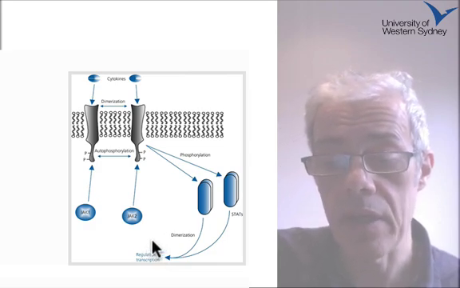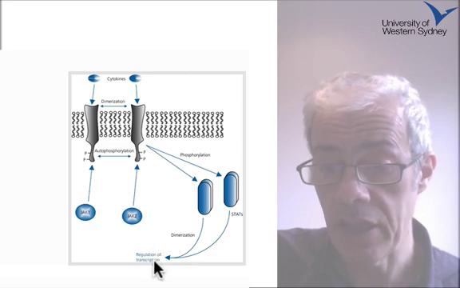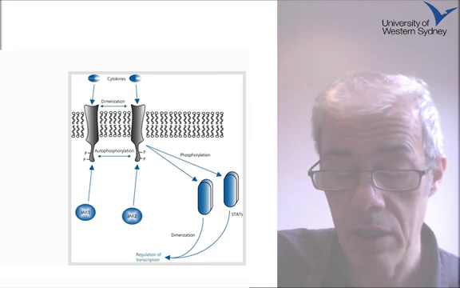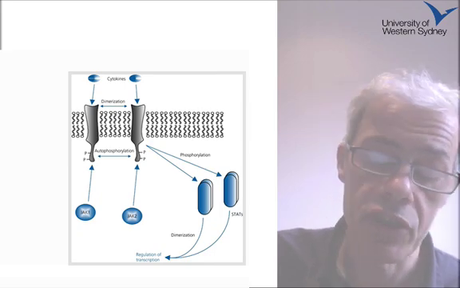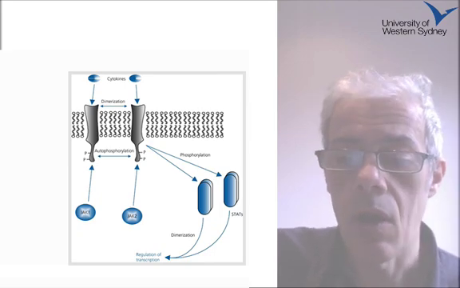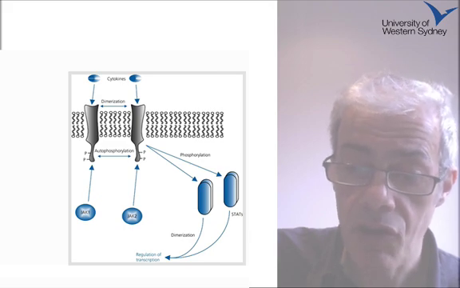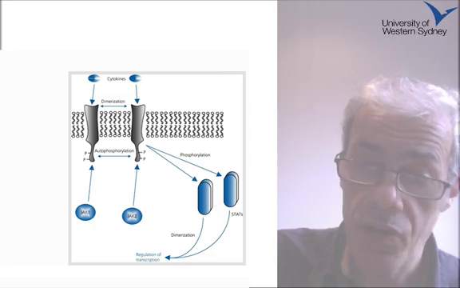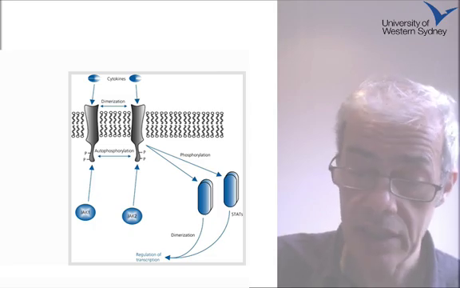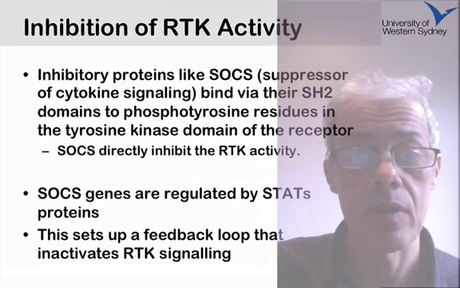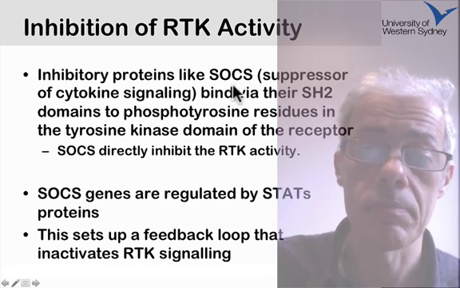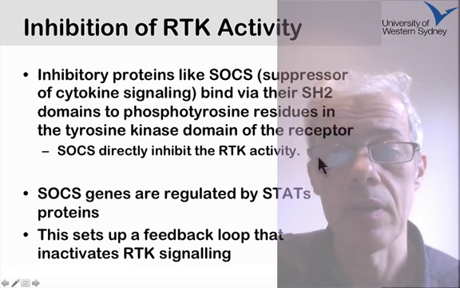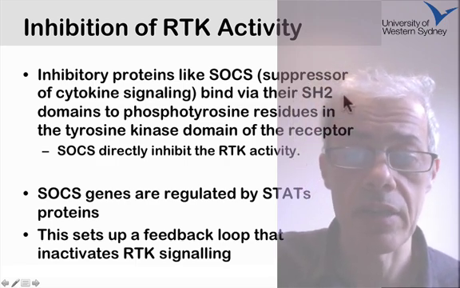And one of the products of the gene transcription, apart from effector proteins that carry out another process involved in growth or differentiation and all that kind of thing, one of the proteins that can be transcribed are the SOCS proteins, which stands for suppressor of cytokine signaling. And these SOCS proteins can effectively suppress signaling from the activated receptor. So these SOCS proteins also contain SH2 binding domains.